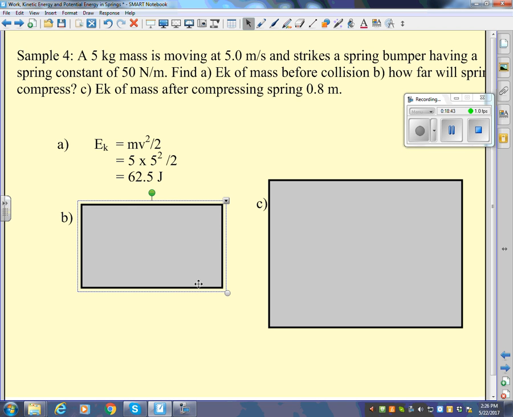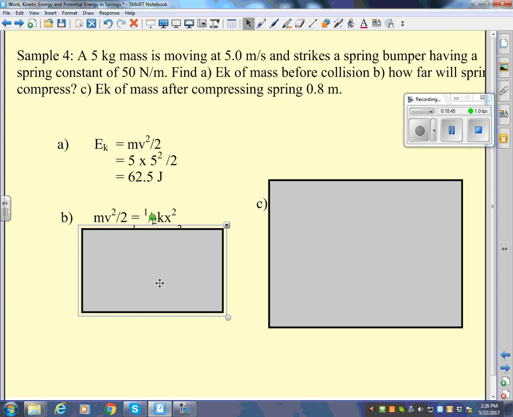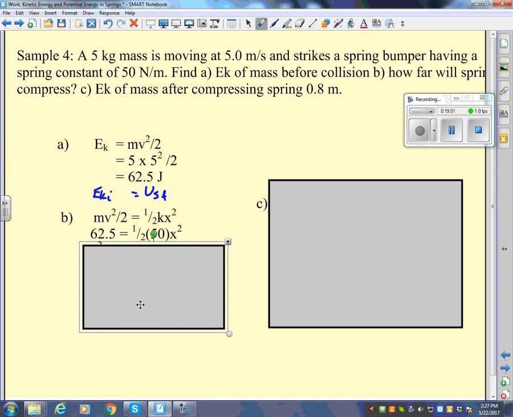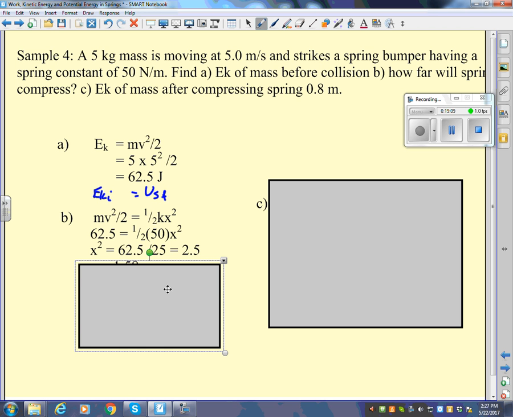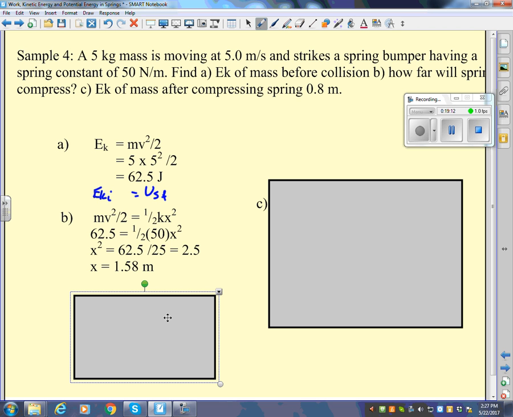So let's just see what's underneath the box here. The initial kinetic energy, EKI, is all transferred to final spring energy, USF. So the 62.5 joules of kinetic energy is transferred to spring energy. We're going to solve for x, which is the distance, and you get 1.58 meters. That's a lot of compression. This spring would be relatively weak, which is why it takes so far for it to stop.